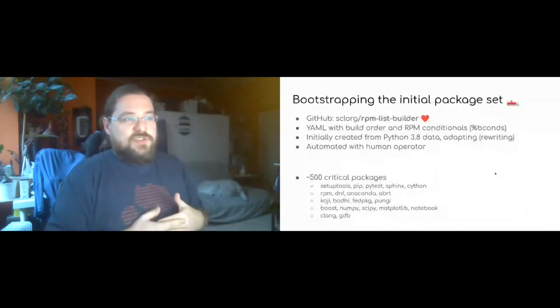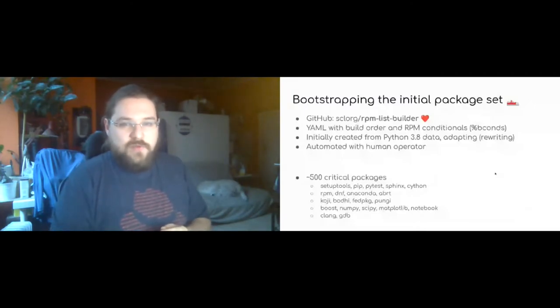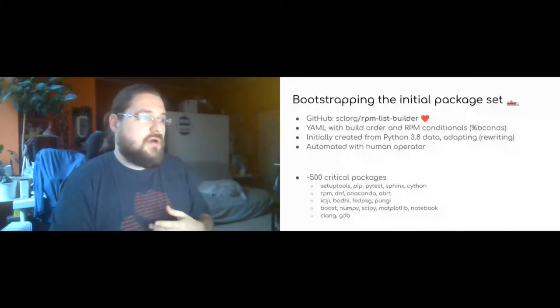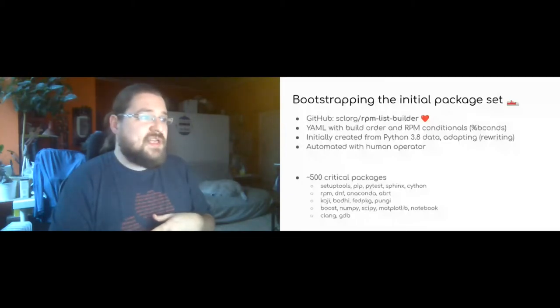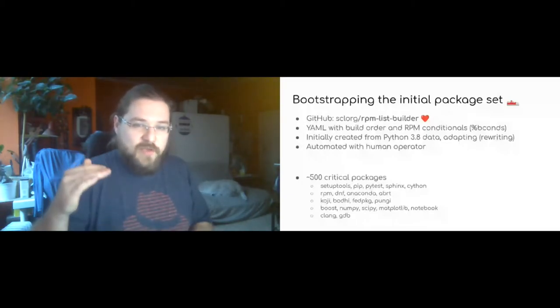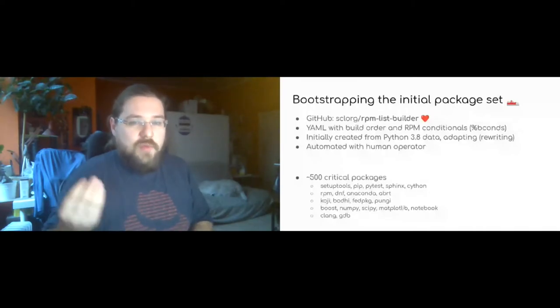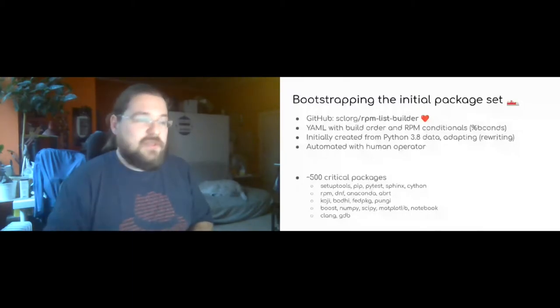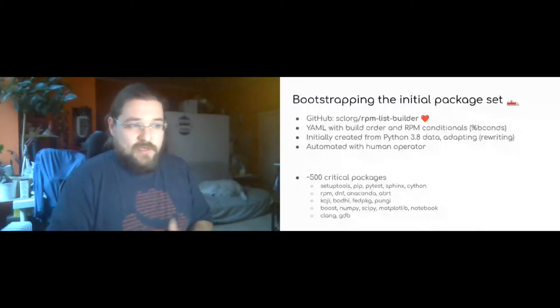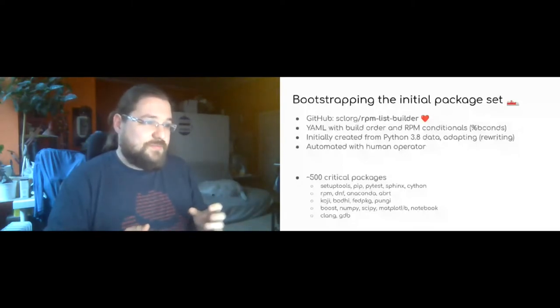First, we start with bootstrapping the initial package set. We are using RPM list builder, which is a cool open source tooling written by the Software Collections team. Basically, you have a YAML recipe with all the packages you want to build. It reminds me of a module file a little bit. And then you can have the macros Neil explained before, for example, to disable tests first and stuff like that.